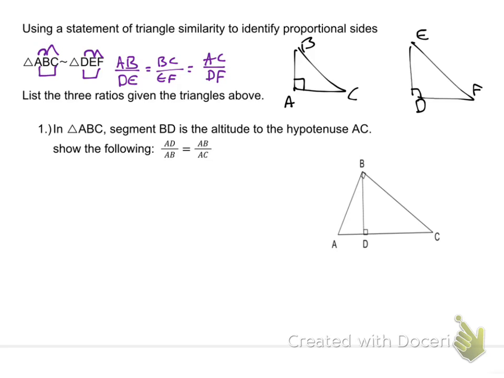The next problem says you have a triangle ABC. That's the big one. Line segment BD is an altitude to the hypotenuse, aka the largest side, AC. Show that AD over AB is equal to AB over AC. We've done problems just like this in our homework in the past. We had to find the scale factor to solve for X, Y, and Z. You guys remember that, don't you? How many triangles were actually in this one triangle? There are 3, aren't there?